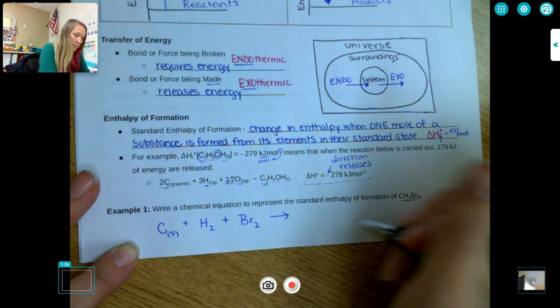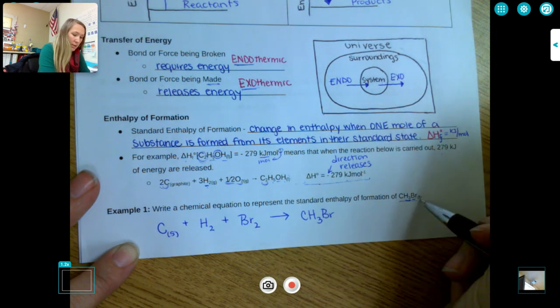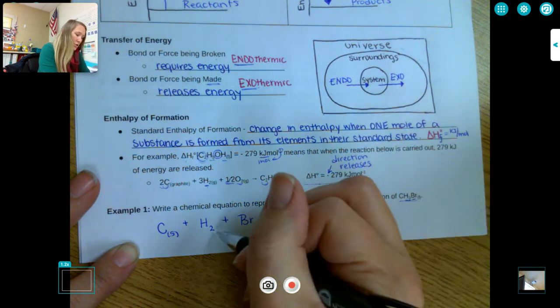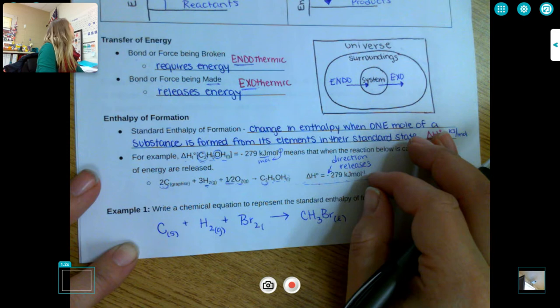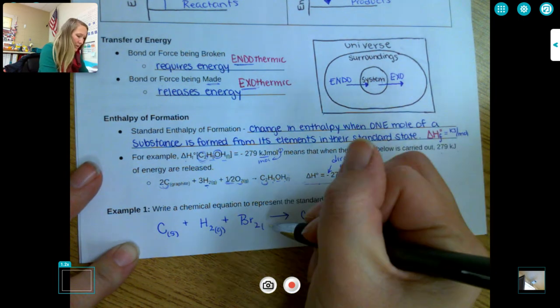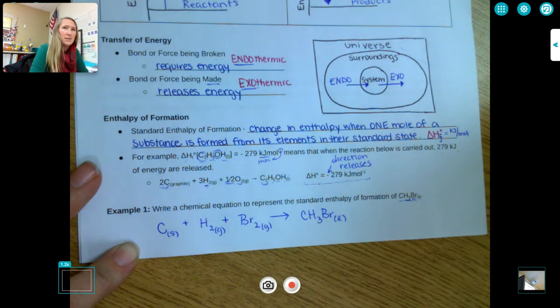All comes together to make CH3Br. We're told that this is a liquid. Hydrogen we know is a gas. Bromine, I think bromine is a gas at room temperature. It's a brown gas. Brown gas or a liquid? I'm going to go with gas.